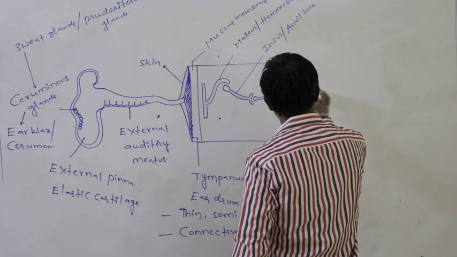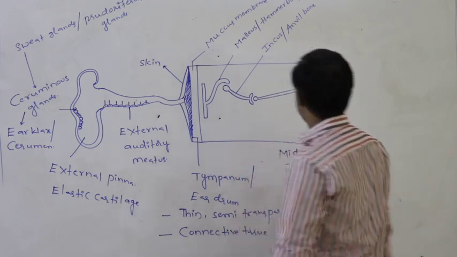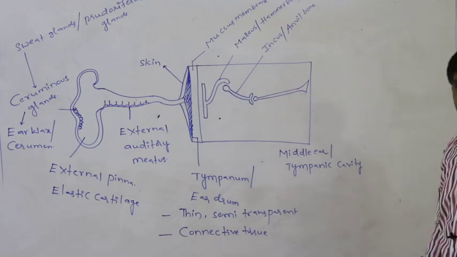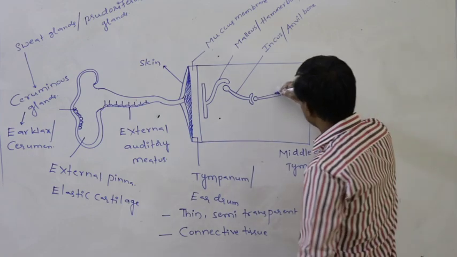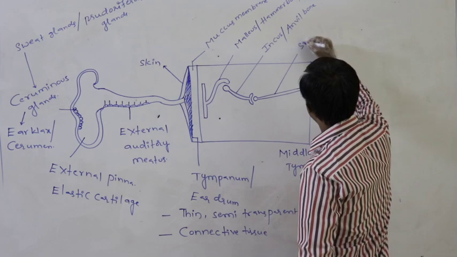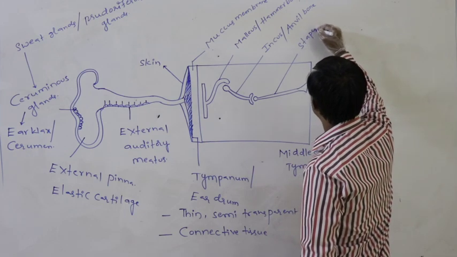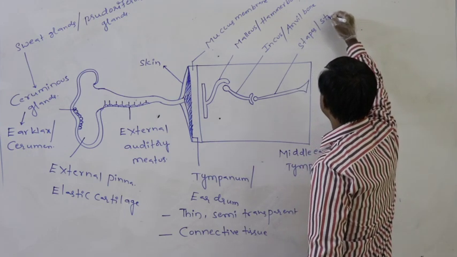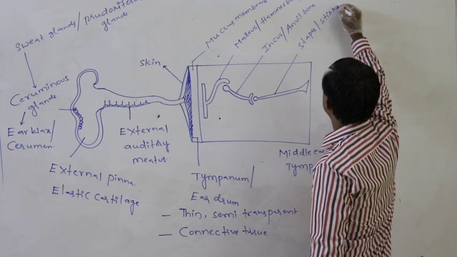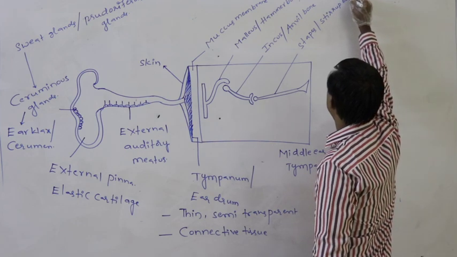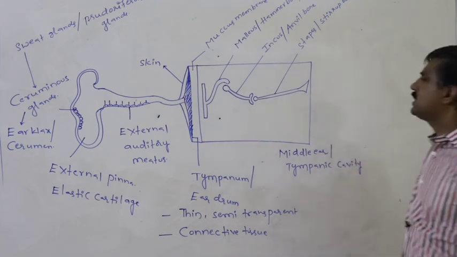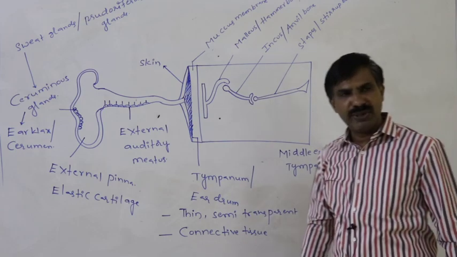This incus bone later attaches to the smallest bone, which is the stapes bone or stirrup bone.